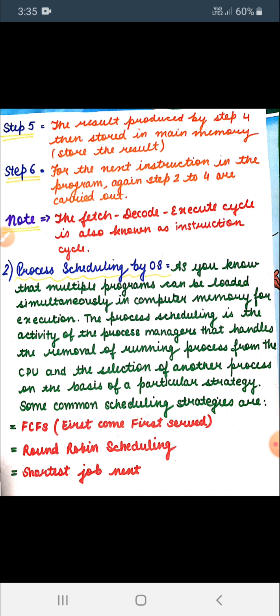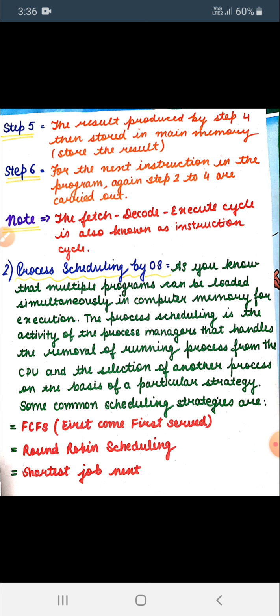Next is process scheduling by the OS. As you know, multiple programs are loaded simultaneously in computer memory for execution. In such a case, it is very important to manage these processes, to determine which process will get the CPU time, which process has to be removed from the CPU, which process has to be shifted for input or output, or what is to be done if an interrupt occurs. What do you mean by an interrupt? The most important point is what to do in case an interrupt occurs.